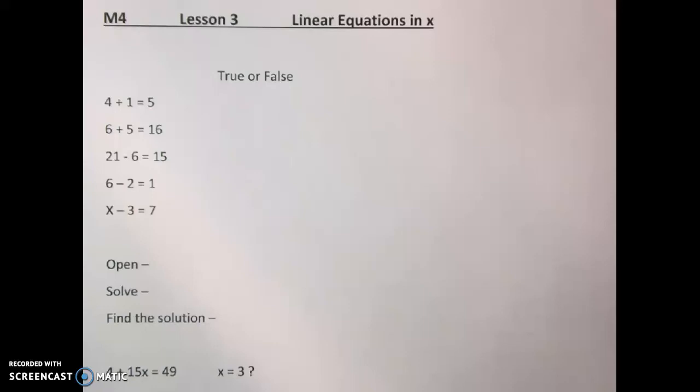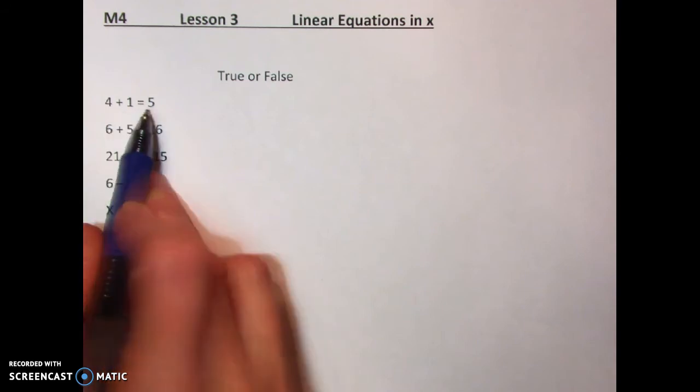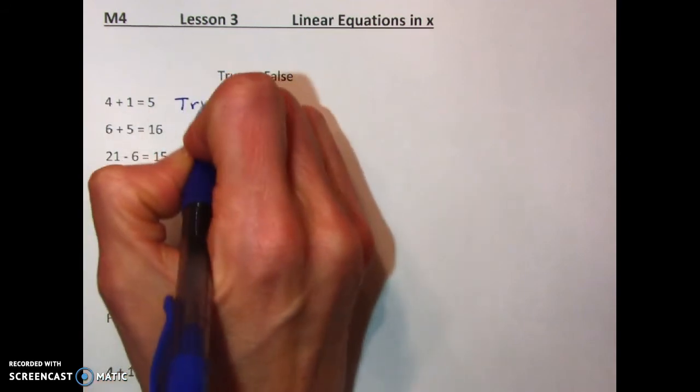Module 4, Lesson 3, Linear Equations in X. We're going to first try and figure out if these equations are true or false. So 4 plus 1 equals 5. Absolutely, that would be true.